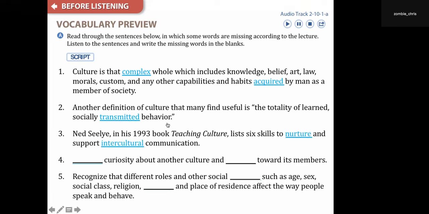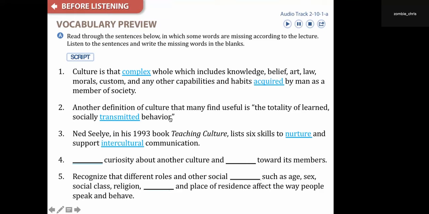Nurture and support intercultural communication. Again, we've got the -al, which changes the noun to an adjective. Culture becomes cultural. Remember, please be aware of the pronunciation. There's very, very little connection between the written language and the spoken language in terms of pronunciation in English. So we don't say it the way it's written.